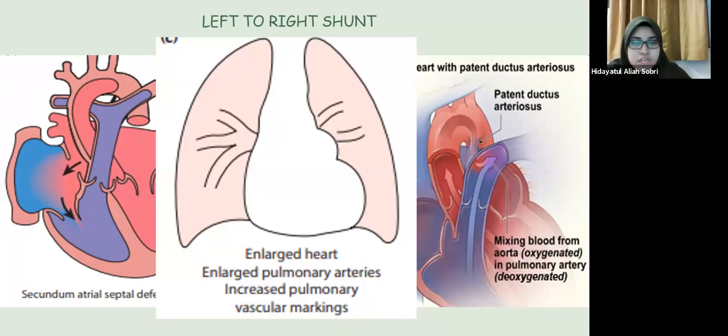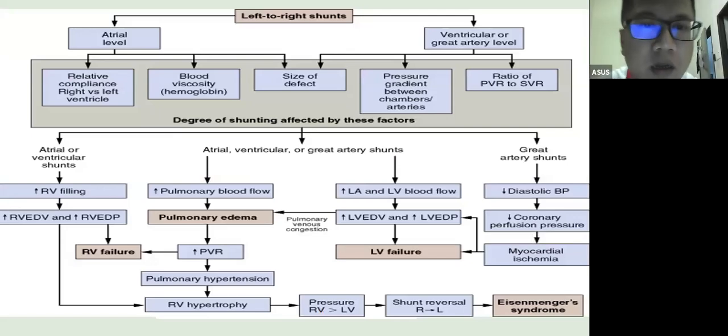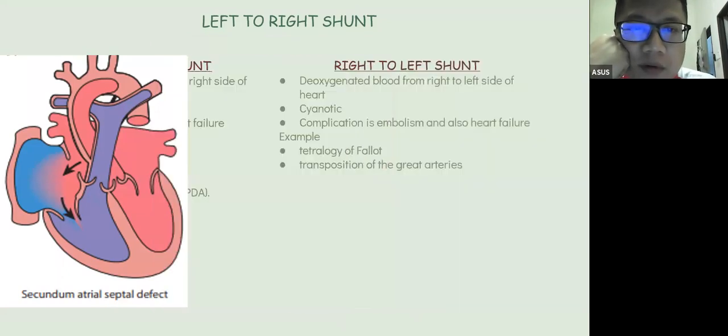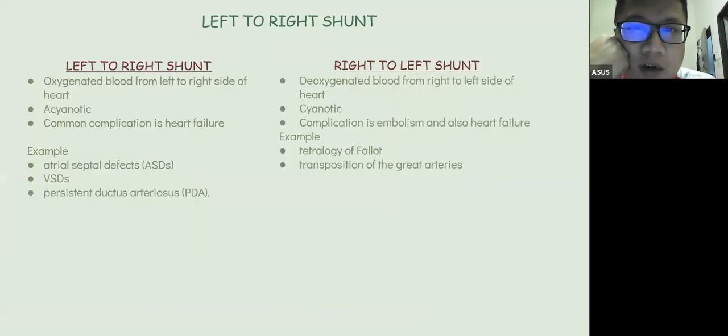So we can see the clinical features of the enlarged heart, and also enlarged pulmonary arteries, because there is more pulmonary blood flow, so there will be pulmonary edema, with enlarged pulmonary arteries and increased pulmonary vascular markings. Okay. And again, you show the picture from the previous slide, the diagram just now, in left to right shunt.